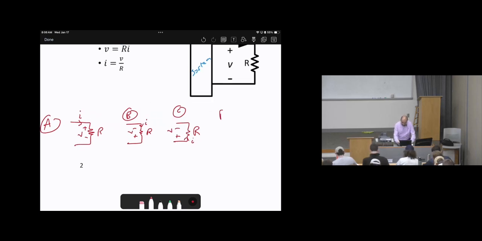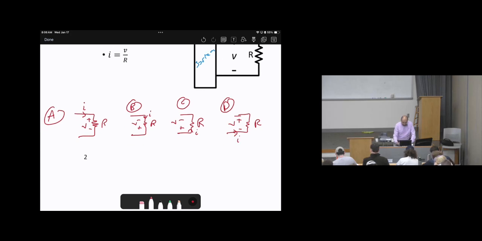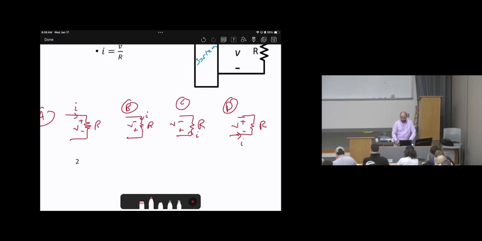Then scenario D, the same thing, but flip back the voltage polarity, while the current direction will be like this. Now for all of these four scenarios, A, B, C, D, they all have the same resistor, the same amount of voltage, the same amount of current. But our concern is the voltage, or the sign actually, for Ohm's law.